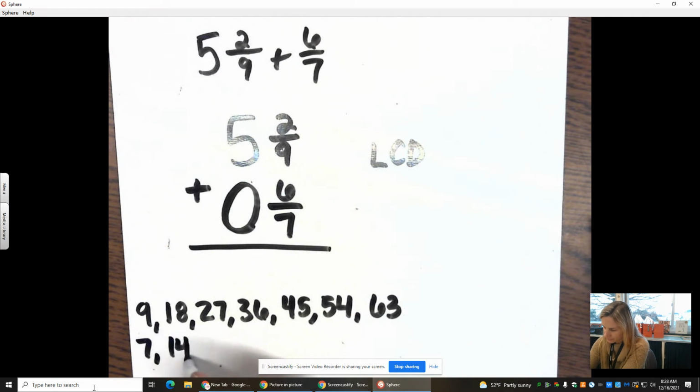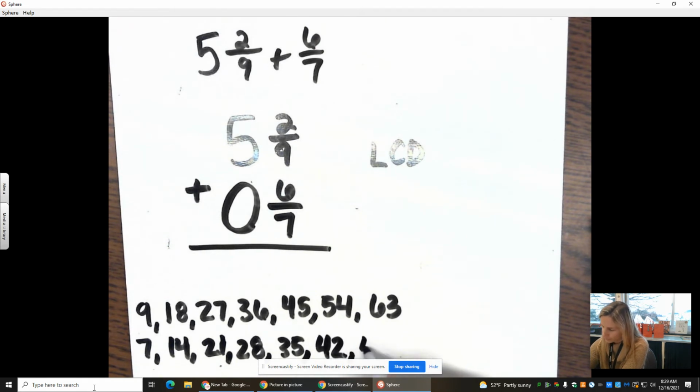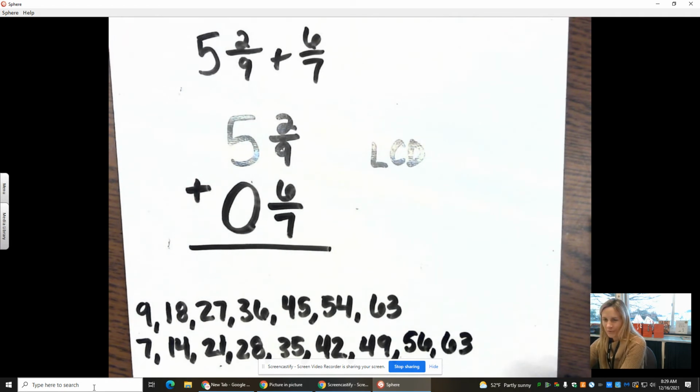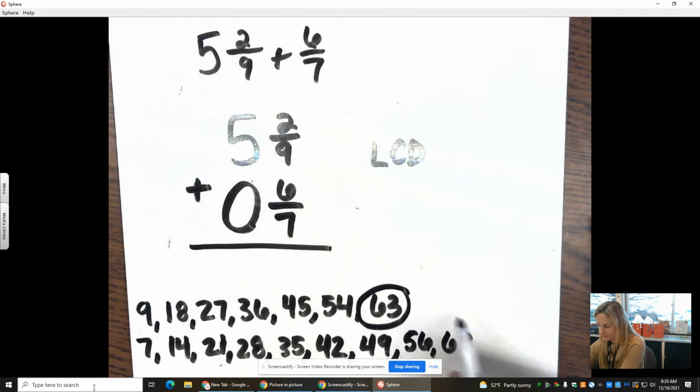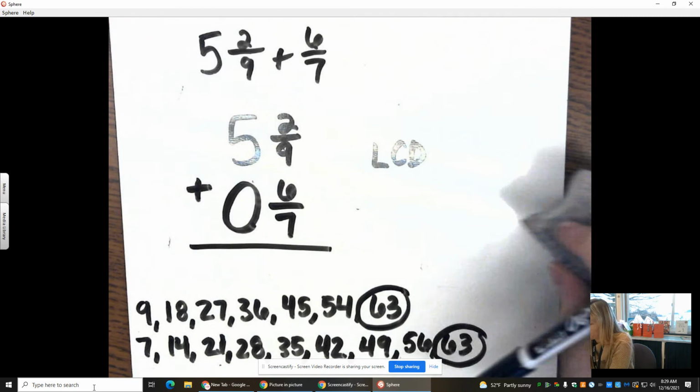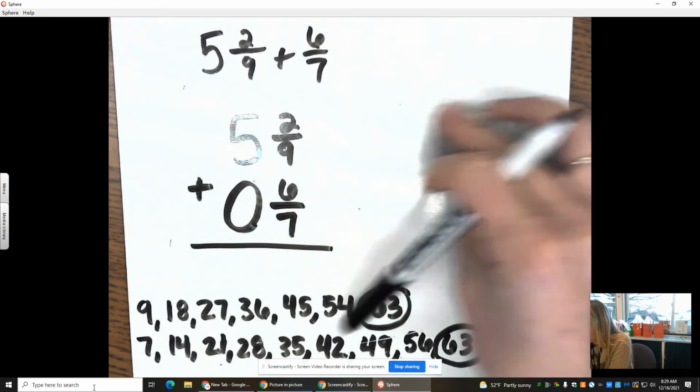7, 14, 21, 28, 35, 42, 49. All right, I'm still noticing we don't have any common multiples, so I have to keep going. 56, 63. Finally found one. Okay, 63 is our common multiple, or our least common denominator that we can now use.